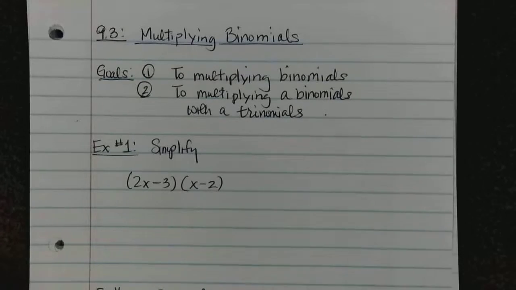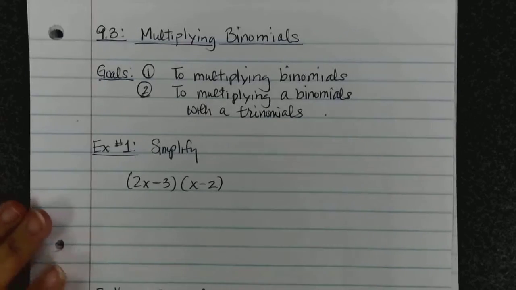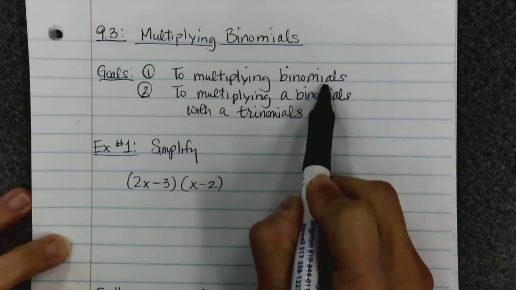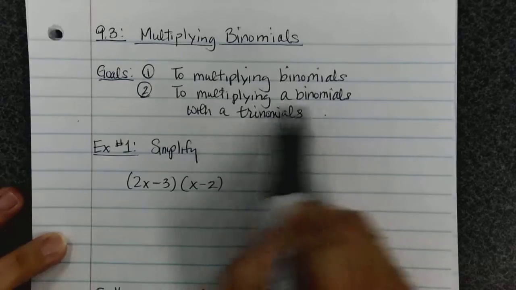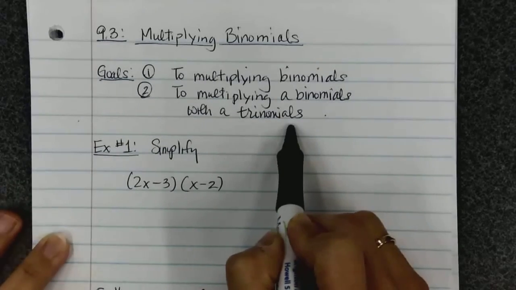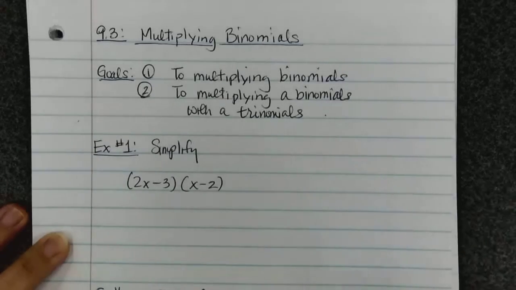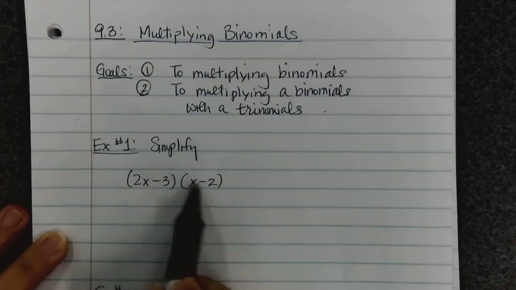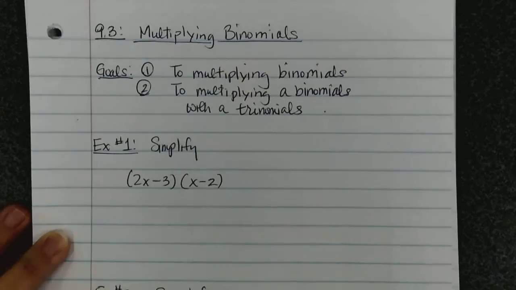Section 9.3, we are going to be multiplying binomials. So there are two goals today. First goal is to multiply two binomials, and then the second goal will be to multiply a binomial with a trinomial. If you noticed, in the first example, I have a binomial with another binomial. We're going to multiply those two together.